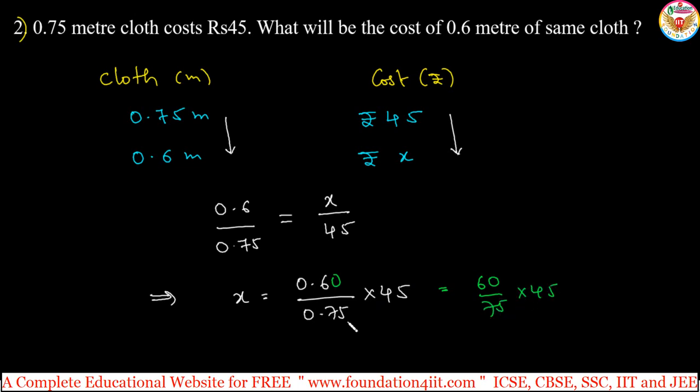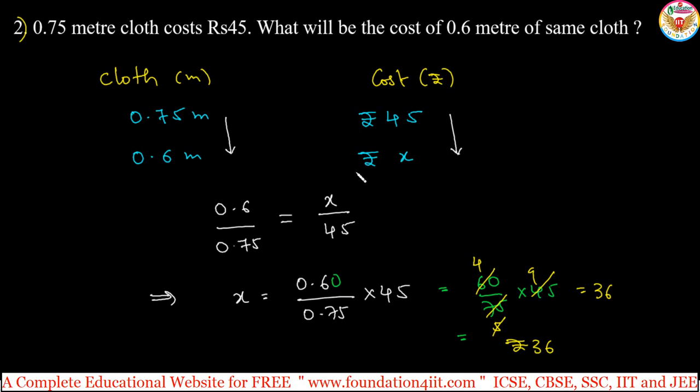After the point, the same number of digits, you can remove by multiplying by 100 over 100. Then simplify this value. Here is the 15 table: 15 times 4, 15 times 5. Again 5 nines, 9 fours. So 36. That is rupees 36. The cost of 0.6 meter cloth is rupees 36.